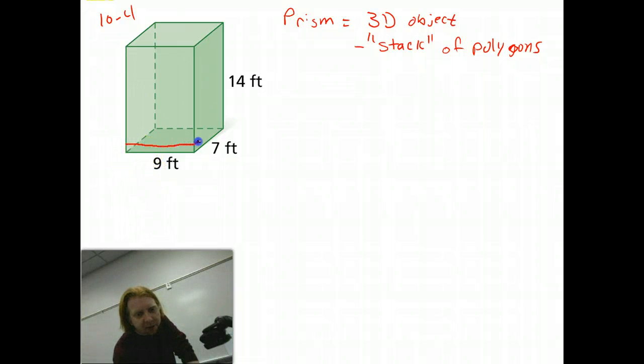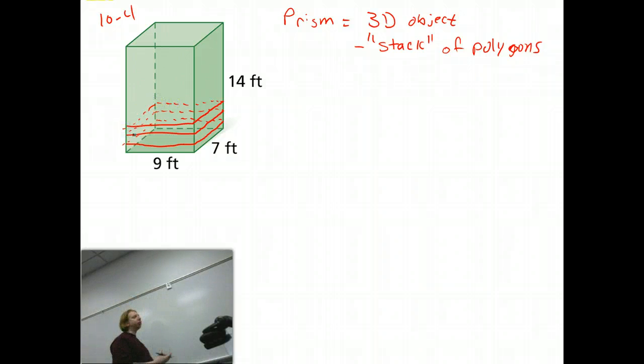If I look down here at the base, I can see there's a rectangle here, and on top of that sits another rectangle, and on top of that sits another rectangle, and I can stack these rectangles up. So to get the title prism, it has to fit in that category of a stackable series of polygons. Now the polygon can be anything you want. We can have triangular prisms, which are stacks of triangles. We can have trapezoidal prisms, stacks of trapezoids, pentagonal prisms, hexagonal prisms, octagonal prisms, etc. So there's a lot of ways we can do that.